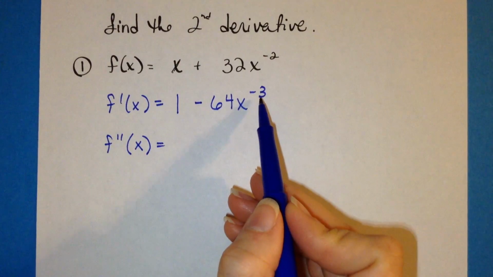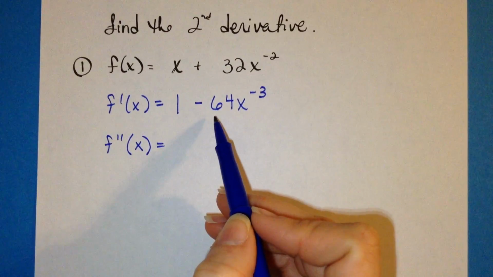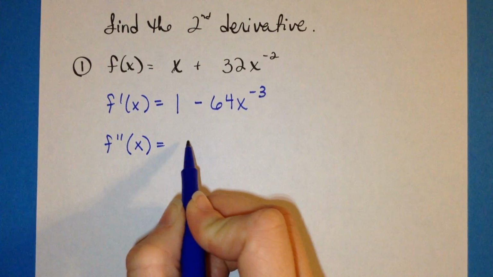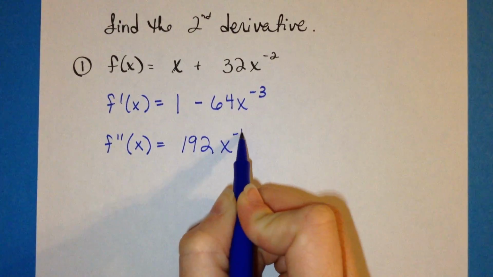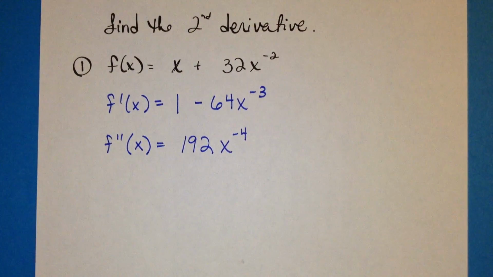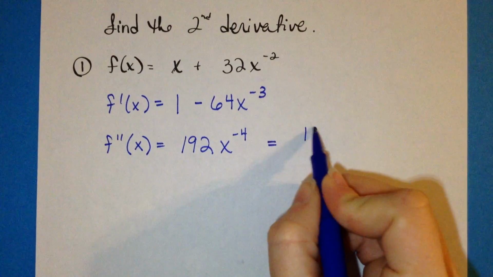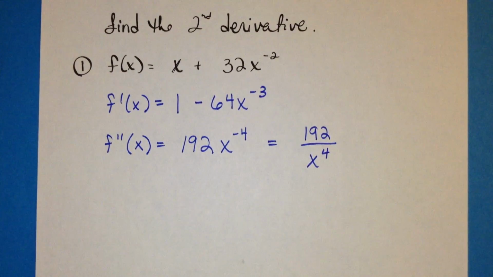So now you need to do the -3 times the -64, so that's going to end up giving us a positive 192, I believe. And then decrease your power by 1, so now it drops down to a fourth power. Now, since we're just looking for the second derivative, last step, you would rewrite it now so that your final answer would have the positive exponents.